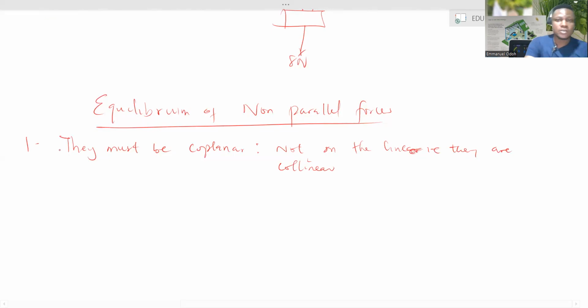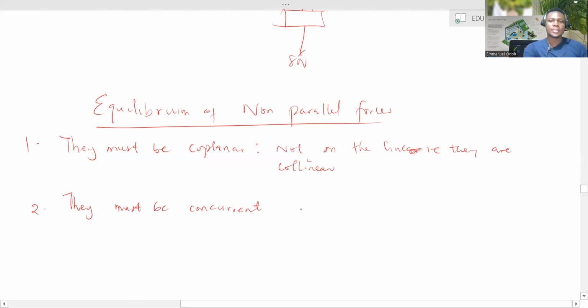And they must be concurrent. Two is that they must be concurrent. And what do we mean by concurrent? Meaning they must be passing through a common point. So forces like this are concurrent, passing through common points. So these are concurrent forces.